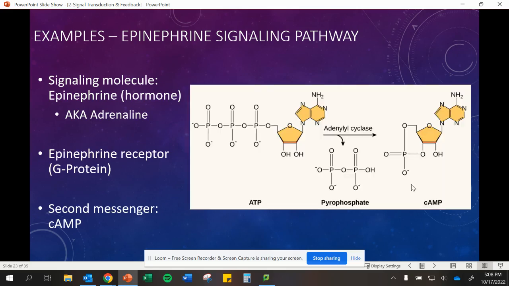Okay, so here is showing how cyclic AMP is actually just a modified version of ATP. It's M because it's monophosphate. It only has one phosphate. And then what happens is that one phosphate, after it loses these other two, loops back around and makes this little ring. That's why it's called cyclic AMP.